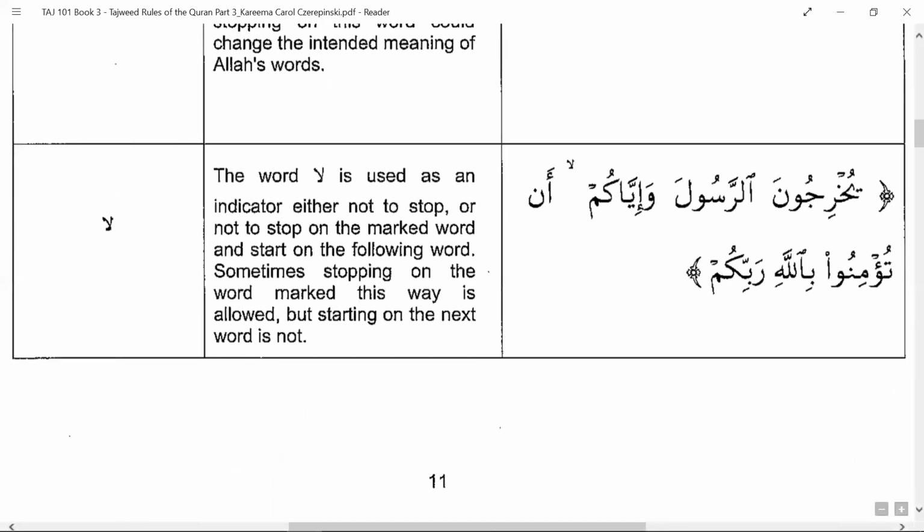Then there is a small la over here. La in Arabic means no. So the word la is used as an indicator either not to stop here, or not to stop on the marked word and start on the following word. Sometimes stopping on the word marked this way is allowed, but starting on the next word is not. So there are two things mentioned here.